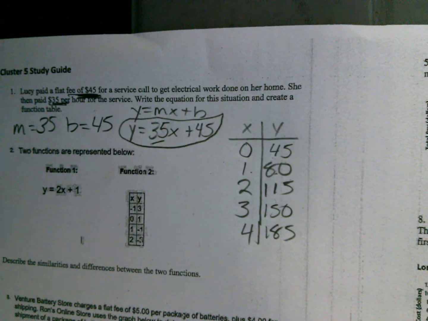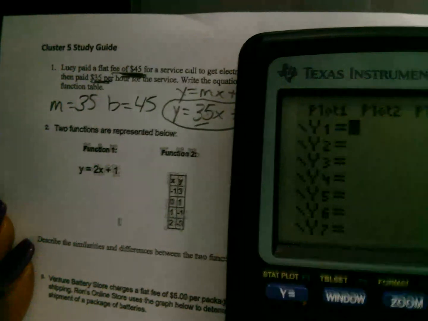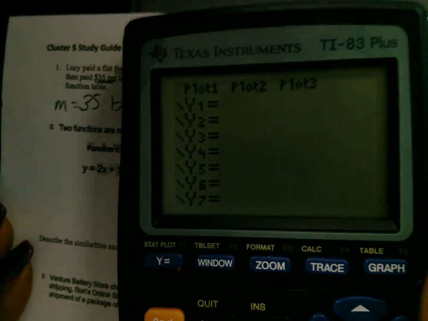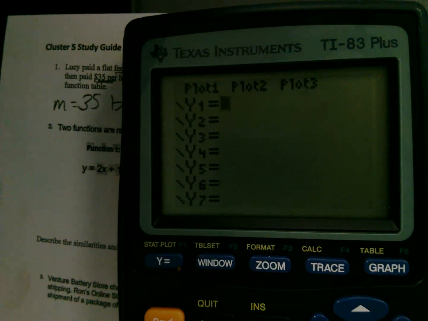Miss Reyes, what happens if I don't remember how to do that? You can do the table in the calculator. All you have to do is go to the equation and type it in. Press Y equals, please, so you'll know how to do it for your test tomorrow. Let's type the equation in. That's going to be 35x plus 45.